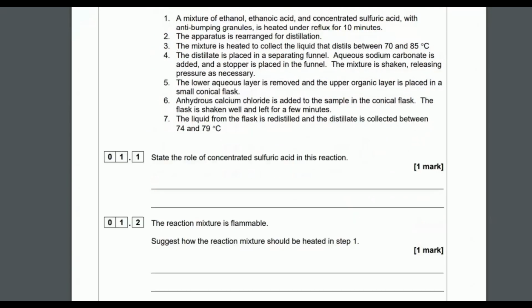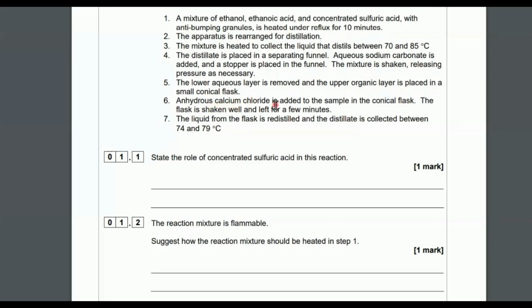Here we have the method. A mixture of ethanol, ethanoic acid, and concentrated sulfuric acid with anti-bumping granules is heated under reflux for 10 minutes. The apparatus is rearranged for distillation. The mixture is heated to collect the liquid that distills between 70 and 85 degrees. The distillate is placed in a separating funnel. The aqueous sodium carbonate is added and a stopper is placed in the funnel. The mixture is shaken, releasing pressure as necessary. The lower aqueous layer is removed and the upper organic layer is placed in a small conical flask.